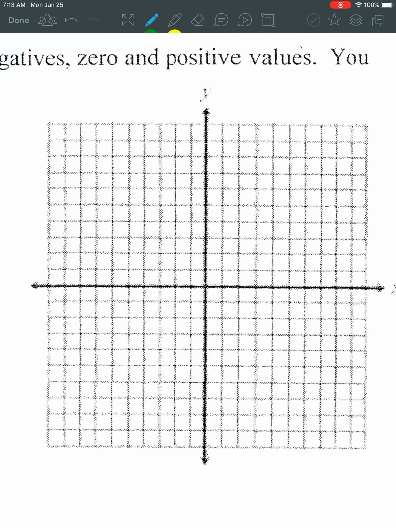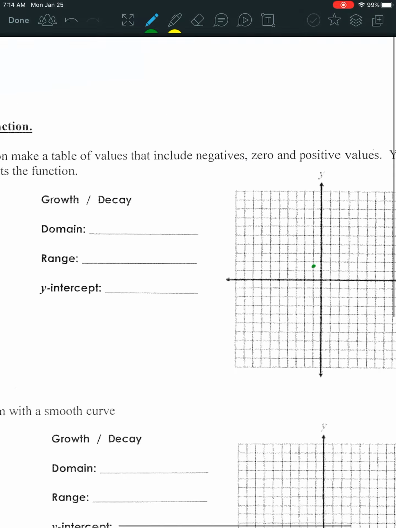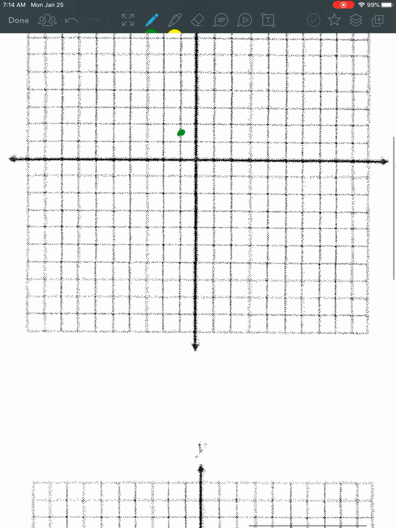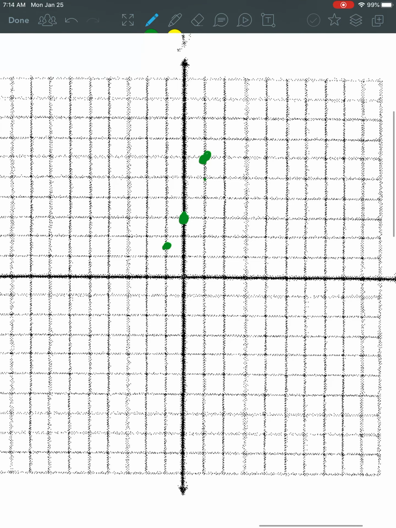So then we'd come over here and we would graph these on our coordinate grid. So negative 1, 1.5, 0, 3, 1, 6. And you're going to notice it's going to increase pretty quickly here.